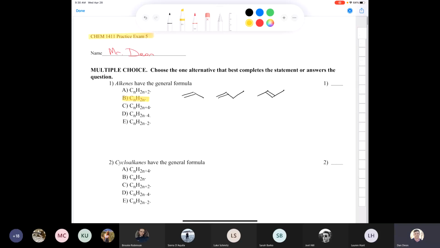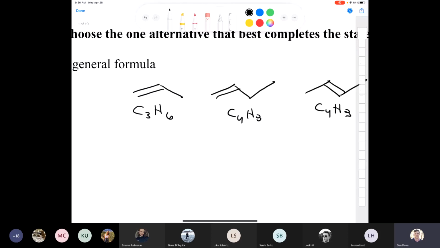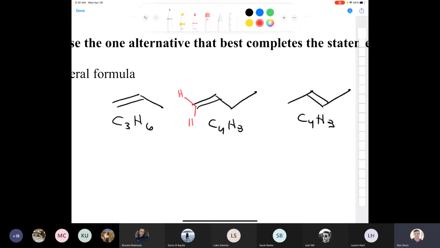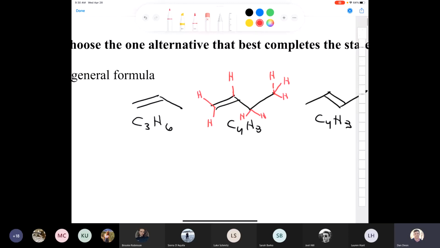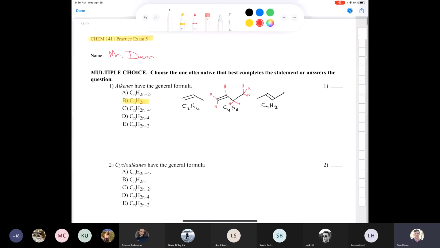Okay, CnH2n. If you look at the molecular formula here, I have C3H6. Here I have C4H8, and here I also have C4H8. And all three of these molecules are alkenes. If we just zoom in on one of them and pencil in all the hydrogens, I have 2 hydrogens on this carbon. I have 1 here in my bond line structure. I have 2 here, and then I have 3 on this methyl group over here. So the general formula for an alkene is CnH2n. Again, all of these alkenes have the same general formula.